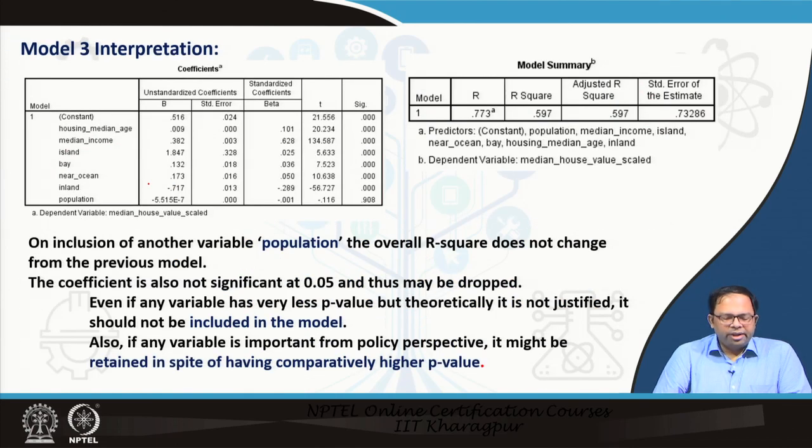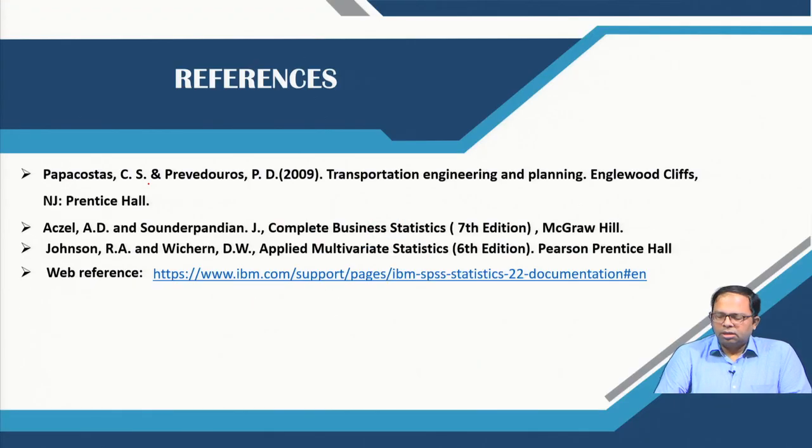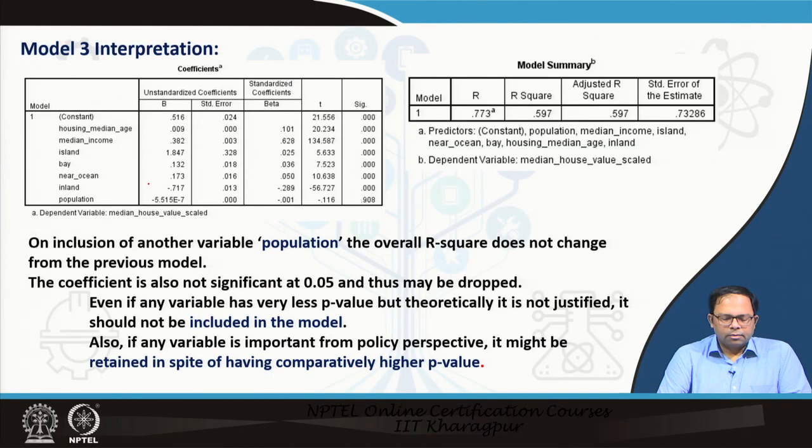Then in model 3, we add another variable which is population. We see that the overall R square does not change, and also we see that the significance of the coefficient is 0.908. So, it is not significant, and we can drop this particular variable.